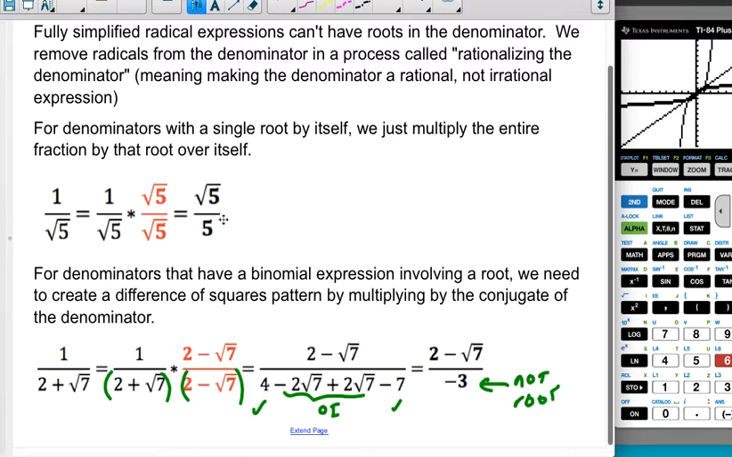See how that's not a root on the bottom. Right, and the same thing happened here, right? Not a root on the bottom. It doesn't mean that you don't have a root in the problem. You still have a root. It's just in the numerator, not the denominator.